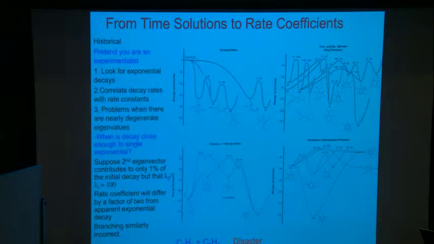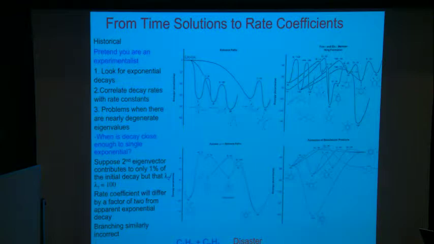So now we've got these populations versus time, and the question becomes what to do with them. The historical standard approach: let's pretend I'm an experimentalist. If I've got some kind of exponential decay of some population, then that exponential decay should correlate to some kind of rate constant. So I can just look for regions where my population decays exponentially, look at where that population is going, and try to get a rate constant.